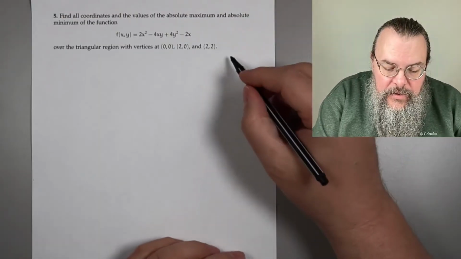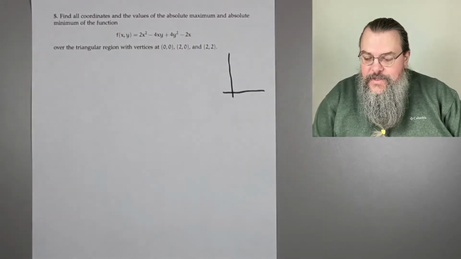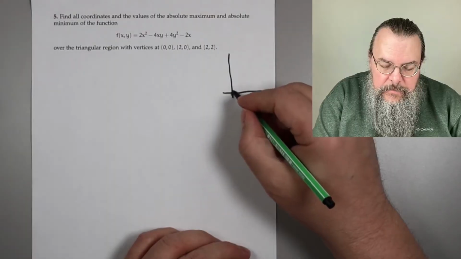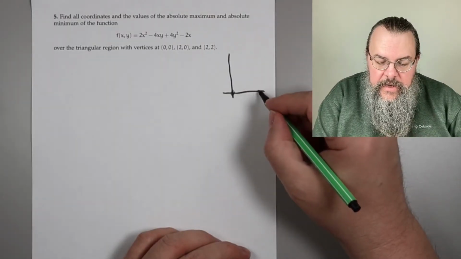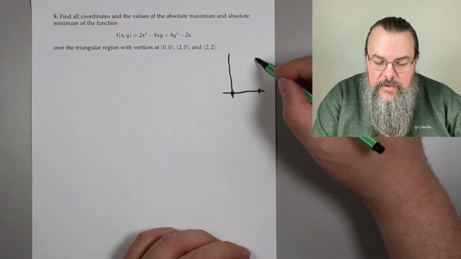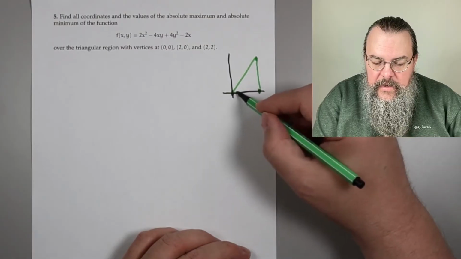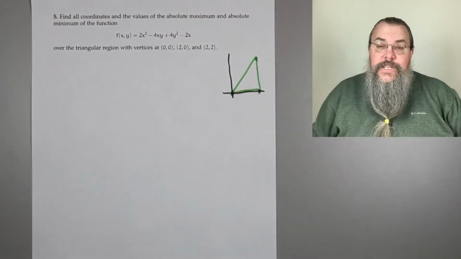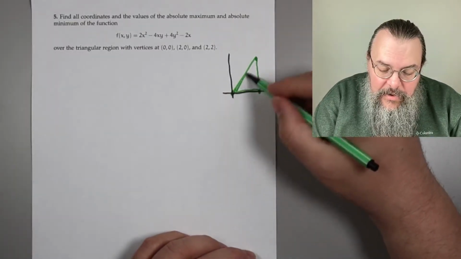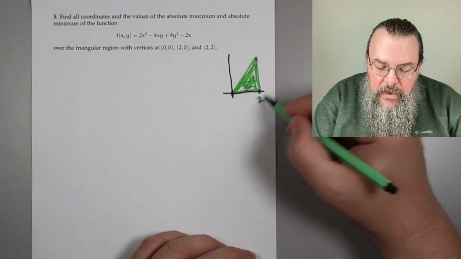We'll do a quick sketch. We have corners, and our corners are 0, 0, which would be here, 2, 0, so x equals 2, y equals 0, so that's there, and 2, 2, which is here. So we have this triangle. Now, it's a triangular region, so it's not just the outside, it's the inside as well. So, okay, we have our region here.